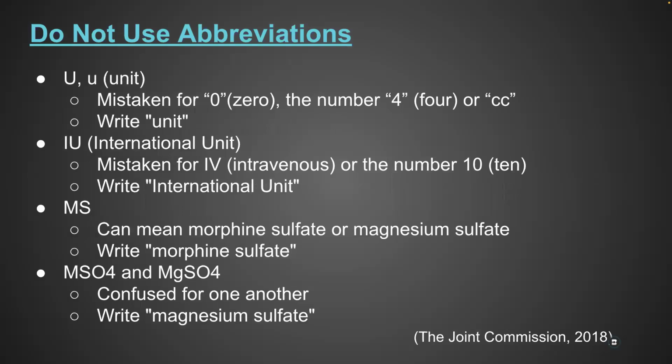Additional dangerous abbreviations include U for units, which can be mistaken for a zero or the number four. U may be confused with IV. MS can mean morphine sulfate or mag sulfate. Similarly, MSO4 and MGSO4 may be confused with one another.